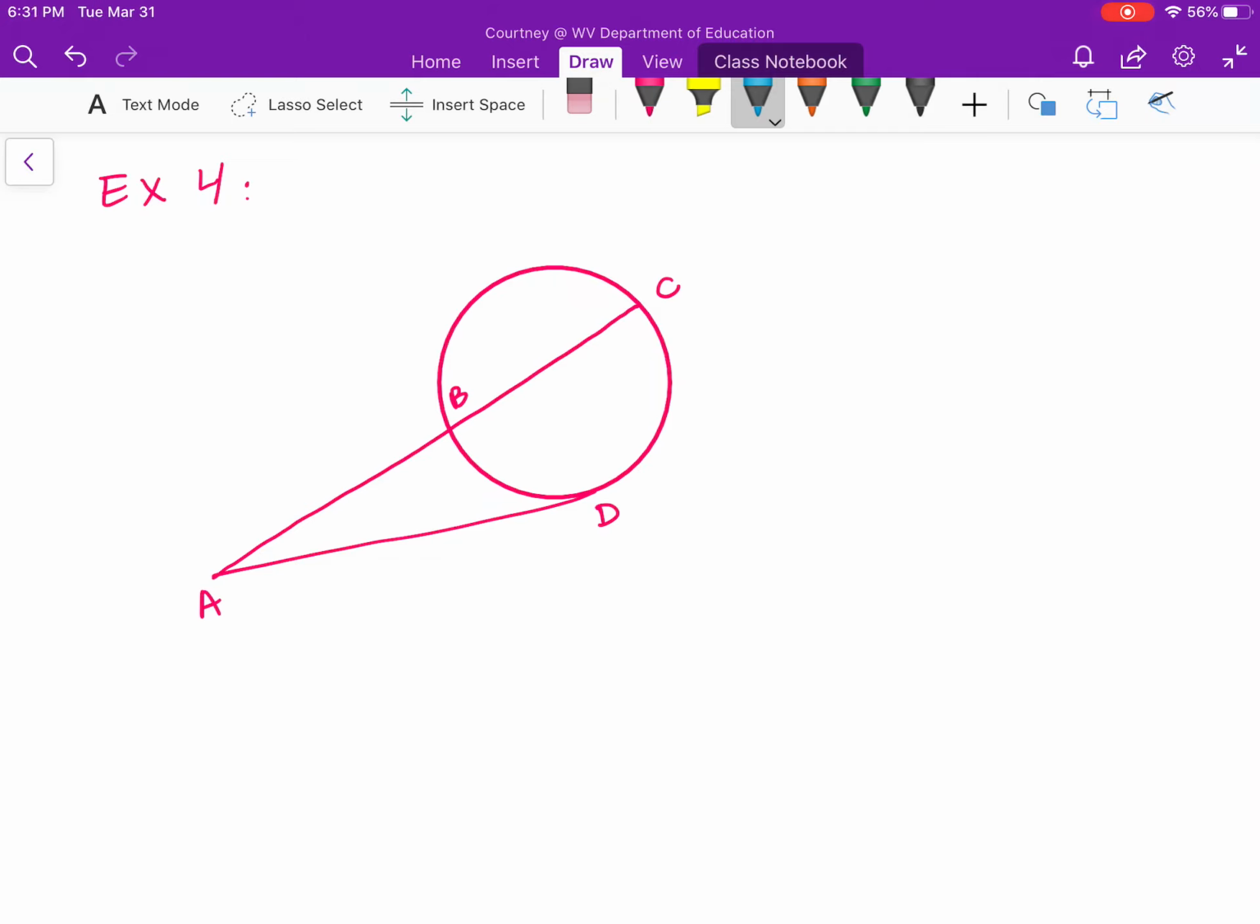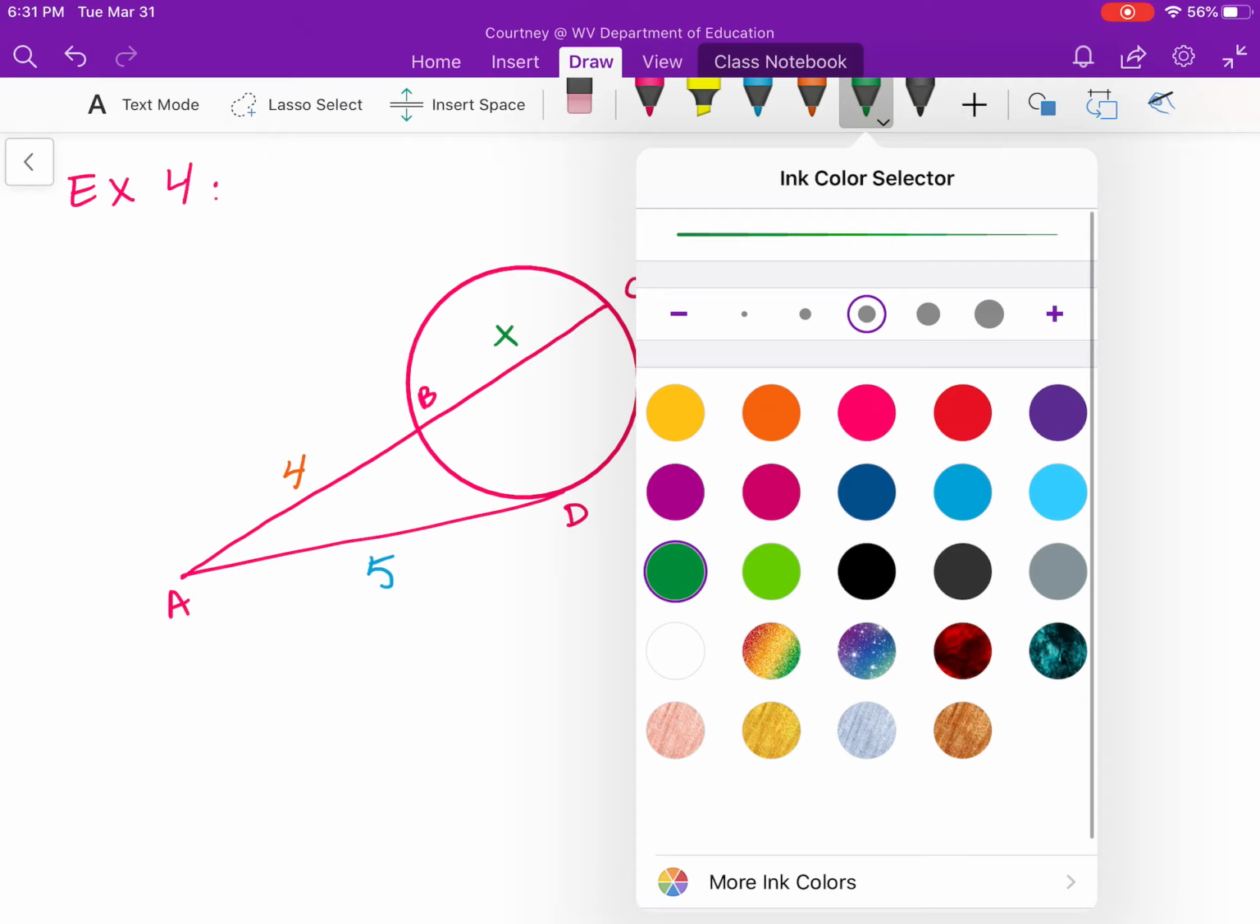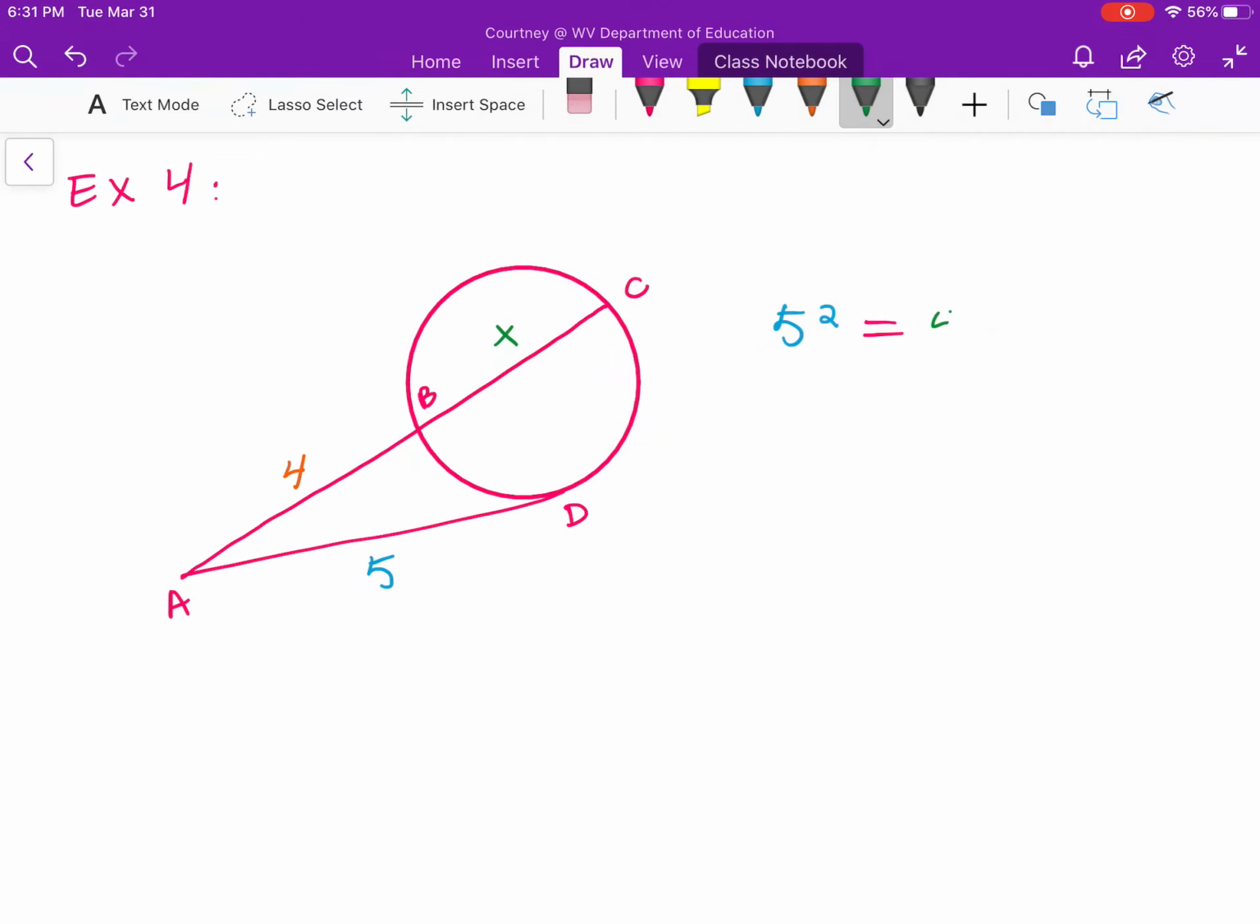All right, so we're going to say that our tangent AD is 5. Our entire, or let's just say AB, the outside, is 4. And BC is X. Let me do that in a different color. Let me do it in green. X. Okay, so our formula said the tangent squared, 5 squared, is equal to the entire secant, which is 4 plus X, this whole thing, times the outside, so times 4.